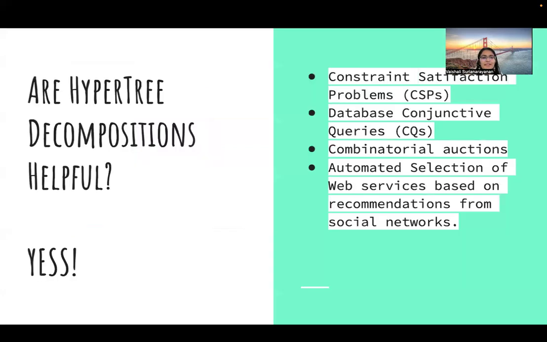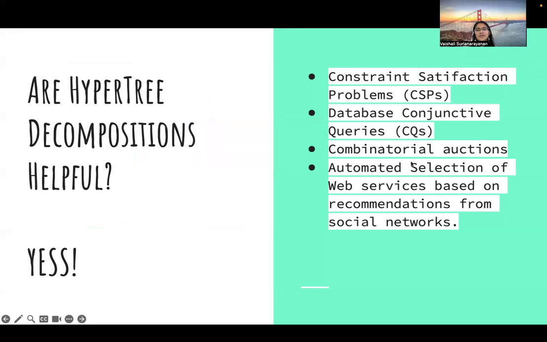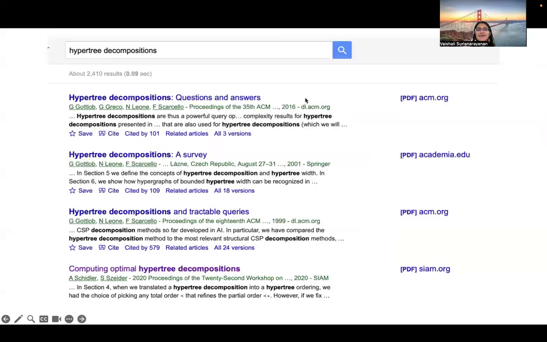Okay. With that, one might ask, are hypertree decompositions really helpful? It turns out yes. They're very useful for constraint satisfaction problems, solving database conjunctive queries, combinatorial auctions, and many more applications. In fact, if one were to search the term hypertree decompositions in Google Scholar, all the articles that are reported in the beginning are from the database or AI community, and that's because it's been studied a lot from this point of view because of their application.